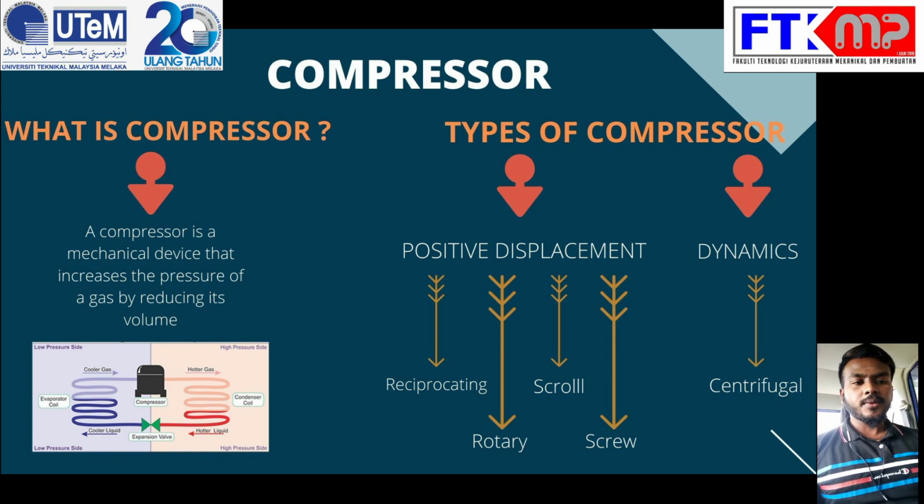There are two types of compressor, which are the positive displacement compressor and the dynamic compressor. For the positive displacement compressor, we have four types: the reciprocating compressor, the rotary compressor, the scroll compressor, and the screw compressor. While for the dynamic compressor, we have the centrifugal compressor.